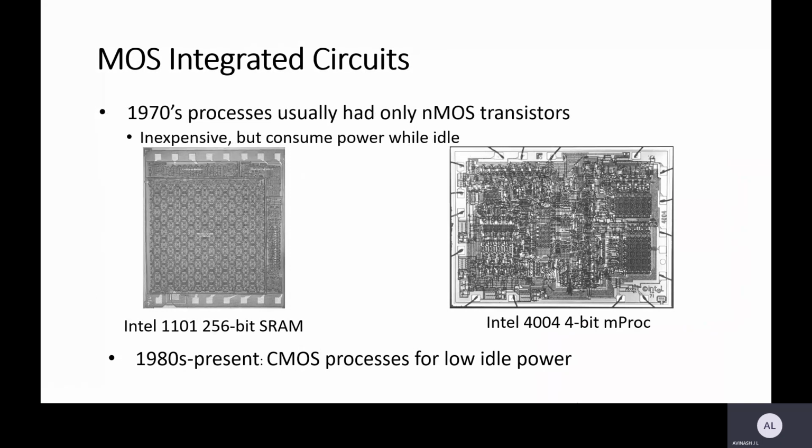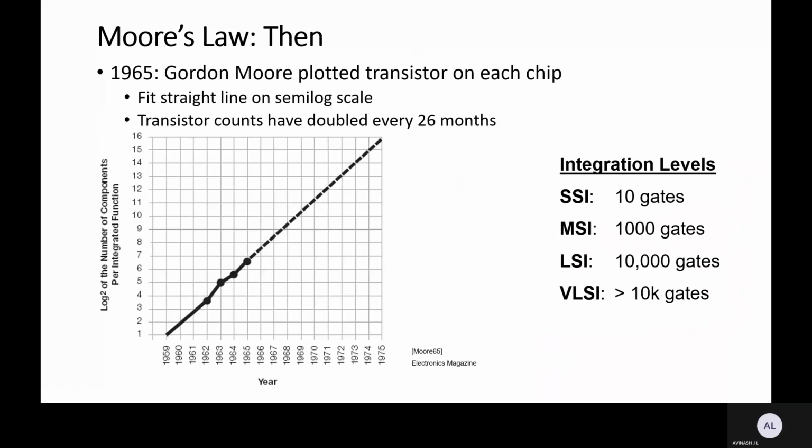After that, from the 1980s to the present, CMOS processors for low idle power. From 1980 to the present day, CMOS is the technology ruling the world. CMOS processors for low idle power are used instead of NMOS. That is the advantage of CMOS once again.